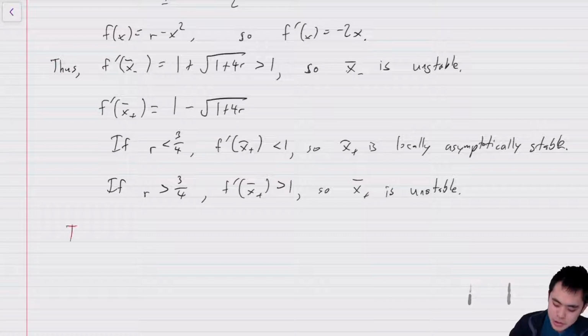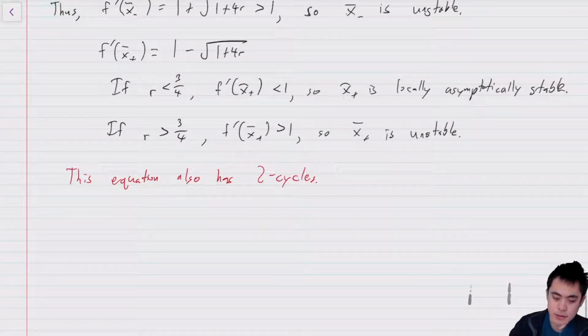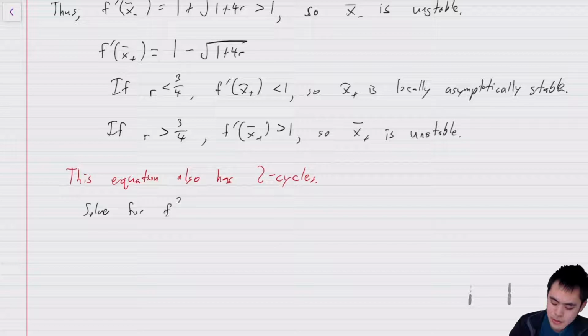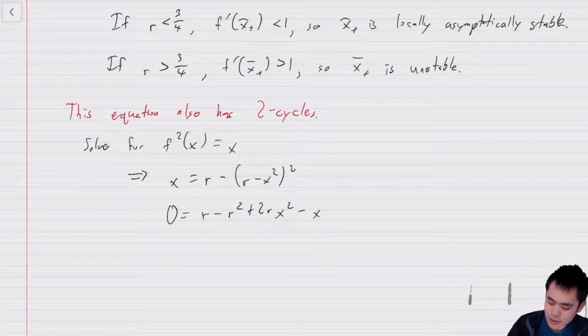Now in this particular case, we chose this example so that it also has 2-cycles. So this equation also has periodic solutions. And in order to get those, we need to solve for f squared of x equal to x. So that implies that x is equal to r minus (r minus x squared) squared. If we rewrite this out, this gives us 0 is equal to r minus r squared plus 2r x squared minus x to the 4th minus x. And that's equal to 0.